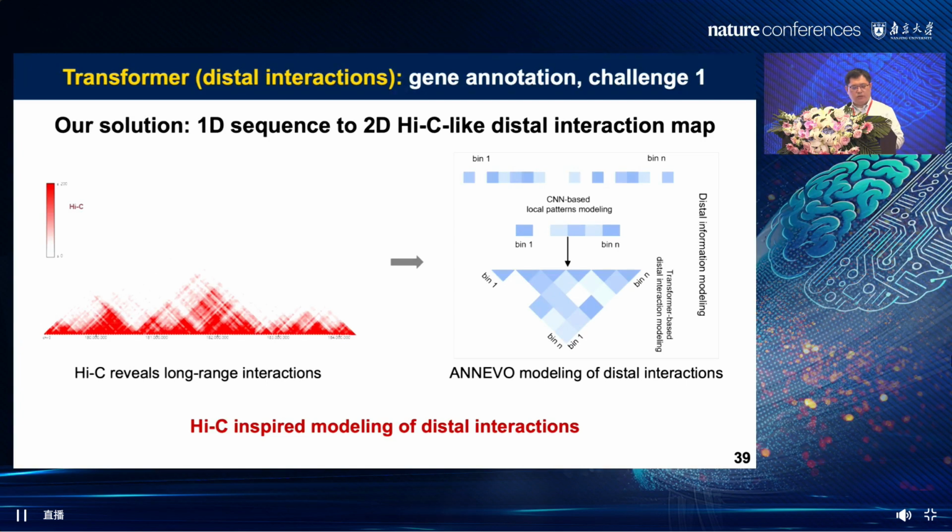As we can see, in the Hi-C representation, the DNA sequences and their interactions can be really easily modeled using the triangle-like density plot, and we learned from this. Here we have a 32 base pair bin, and we use CNN-based local pattern modeling to extract information. Then we use a transformer-based architecture to model the remote distance interaction between different bins. So we are able to model the distal interactions.